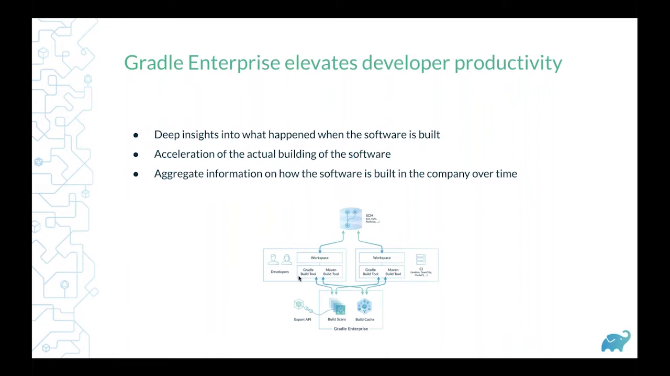We can also accelerate the build with Gradle Enterprise, which means you get faster feedback cycles. That's where the build cache comes into play. We'll go into it in more detail, but the fundamental idea is let's not execute a goal or a task if we've done exactly that work before. Let's just use the output from the cache.